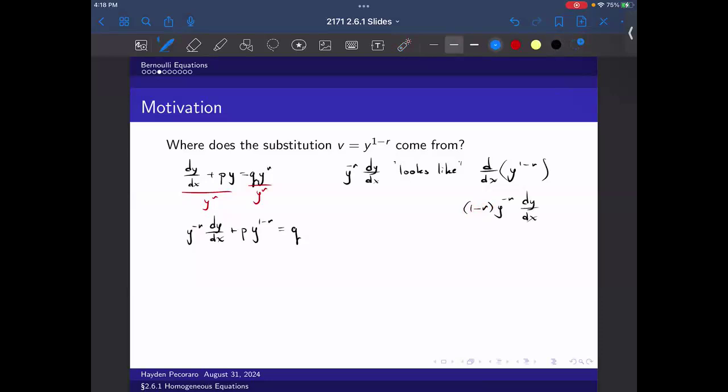Well, I can go ahead and insert that. 1 minus r over 1 minus r. And then I have that the upper part gets absorbed in. And so this is equal to 1 over 1 minus r times d dx of y to the 1 minus r.